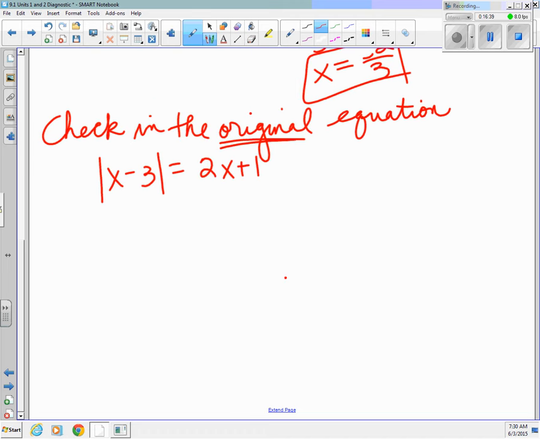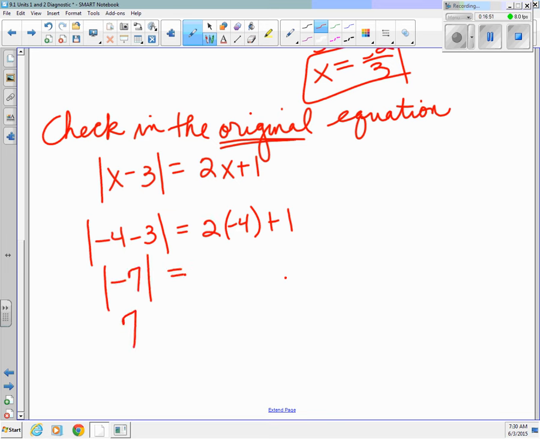So I get the absolute value of negative 4 minus 3 equals 2 times negative 4 plus 1. Absolute value of negative 4 minus 3 is absolute value of negative 7, which is 7. 2 times negative 4 is negative 8, plus 1 is negative 7. So clearly these are not equal, and so x equals negative 4 is extraneous, and this can happen.